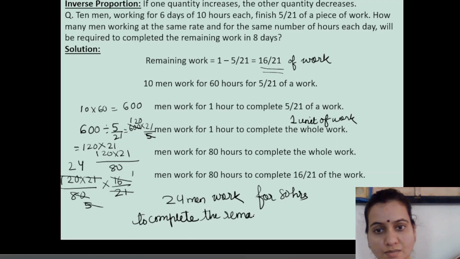So we found the answer. This is how we solve this kind of question bit by bit. First we do for one unit and then we move to the next unit, right? So equal to 24, here also I'll write.